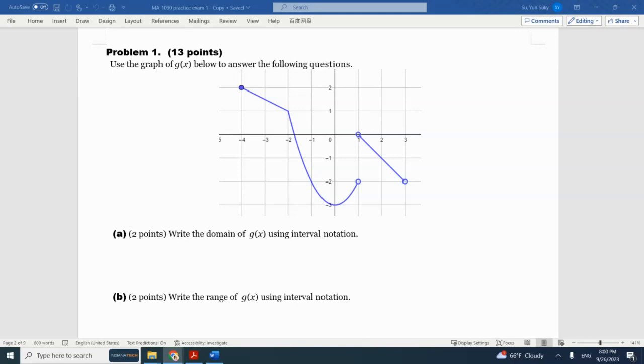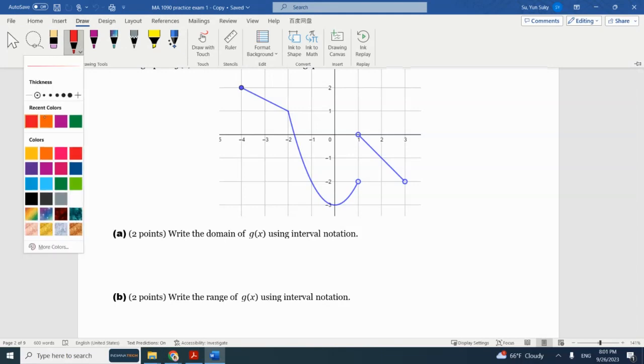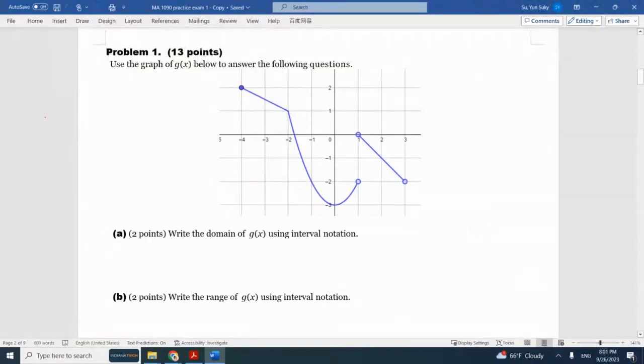Alright, number 1. Use the graph of g of x below to answer the following questions. Part A, write the domain of g using interval notation. Remember, domain is the set of inputs x. Imagine the sun is over here and you want to project on the x-axis and find the shadow. Let's look from the left to the right.